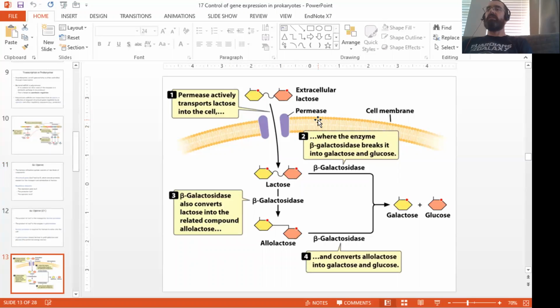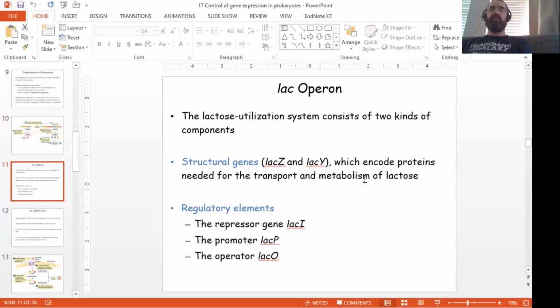So it allows lactose to get into the cell. And then we've got an enzyme which breaks lactose apart into galactose and glucose, right? That's beta galactosidase. And there's another one as well. We don't actually know what that one does. So we've got 3 structural genes, the permease, the galactosidase, and then something else. That's LAC-Z, LAC-Y, and I think LAC-X, can't remember what it's called.